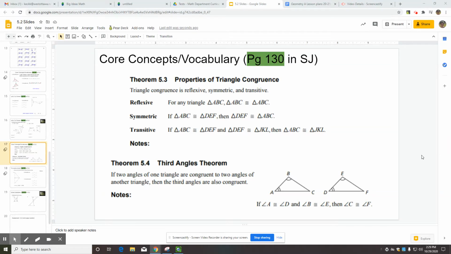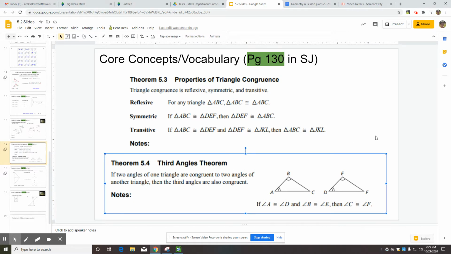In this video, we're going to cover number 5 in lesson 5.2 in your student journal. But first, we just need to review what the third angle theorem states. And so I have it highlighted right here in my text box.